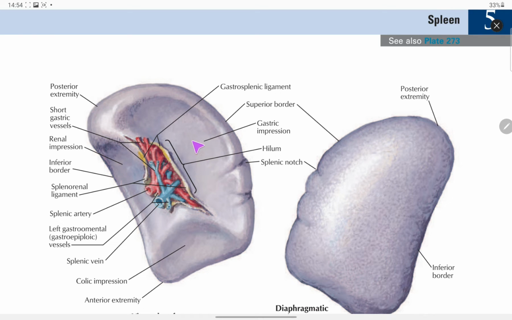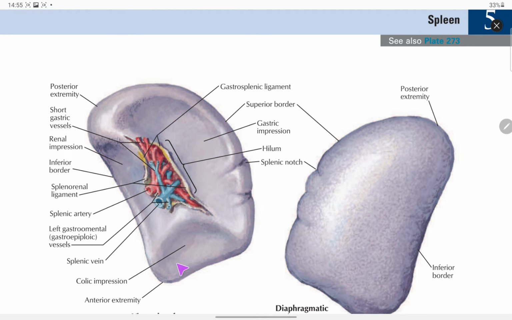So this is the gastric impression for the fundus of the stomach, and it lies between the superior border and the intermediate border. It is the largest and the most concave impression of the spleen. Then we have the renal impression. This is the renal impression for the left kidney, and it lies between the intermediate border and the inferior border. Then we have the colic impression for the splenic flexure of the colon.